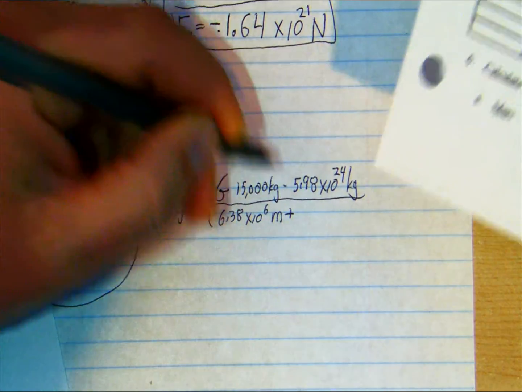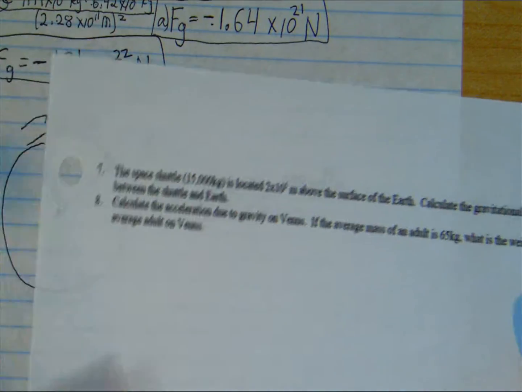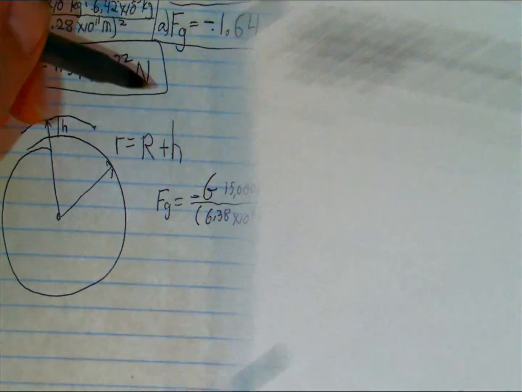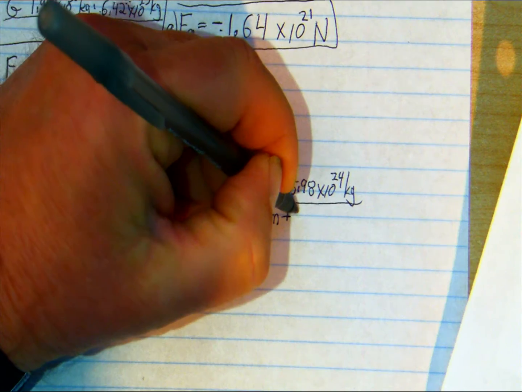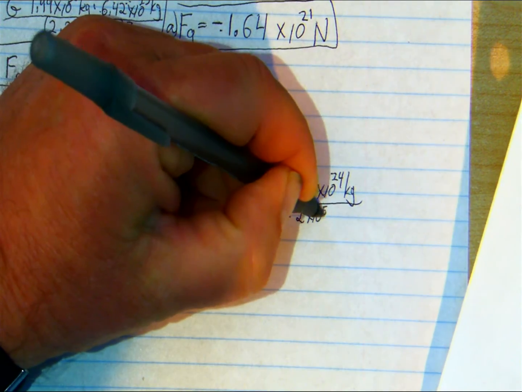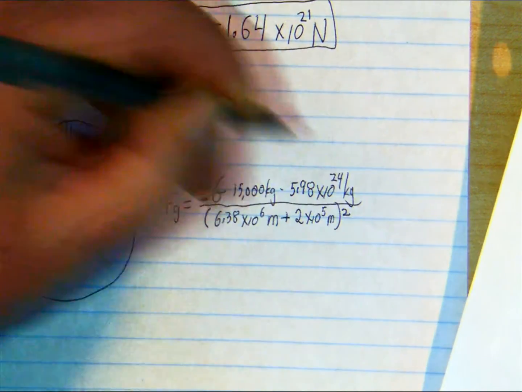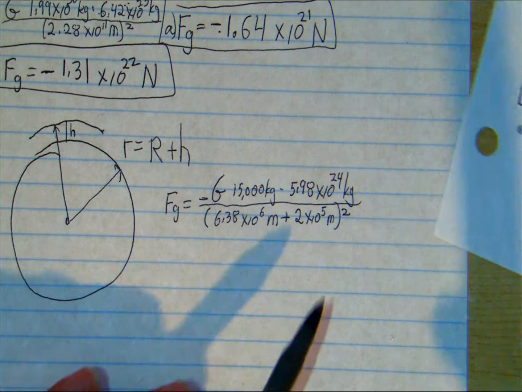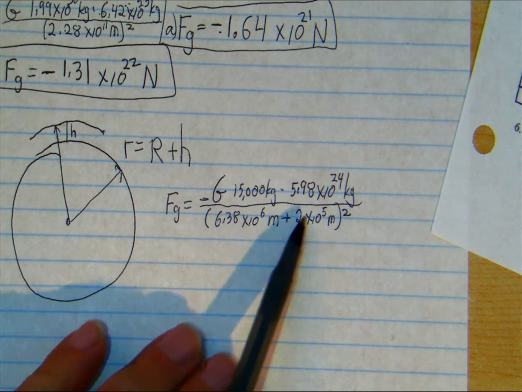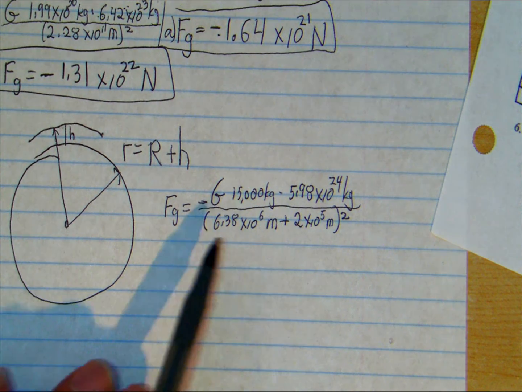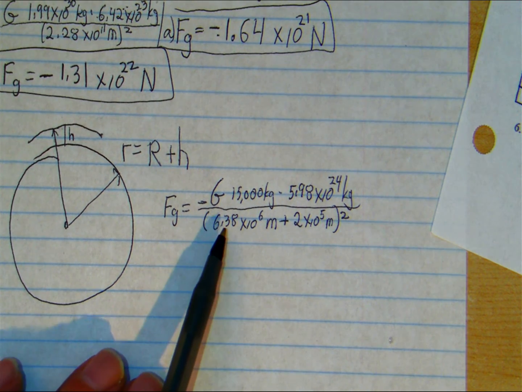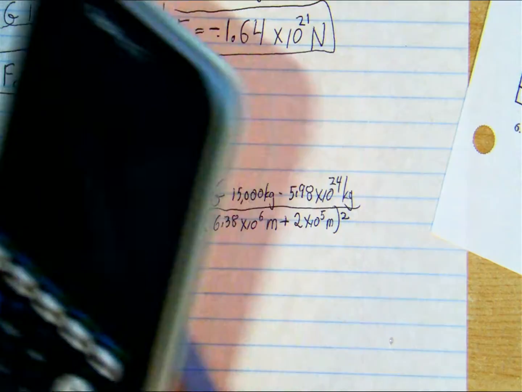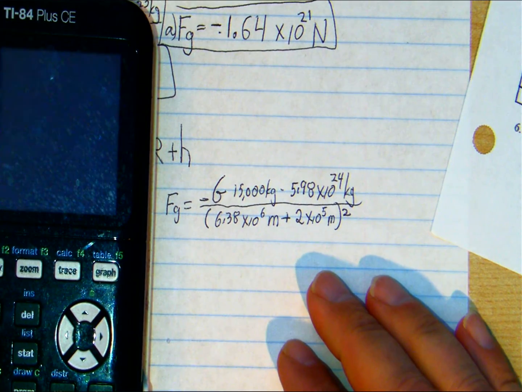And we're going to add to that the altitude of the space shuttle as 2 times 10 to the 5th power meters. So plus 2 times 10 to the 5th power meters, close parentheses, quantity squared. Now, if you're good with scientific notation, you'll recognize that 2 times 10 to the 5th is 0.2 times 10 to the 6th. And so really this works out to 6.58 times 10 to the 6th power. You just type it in that way.